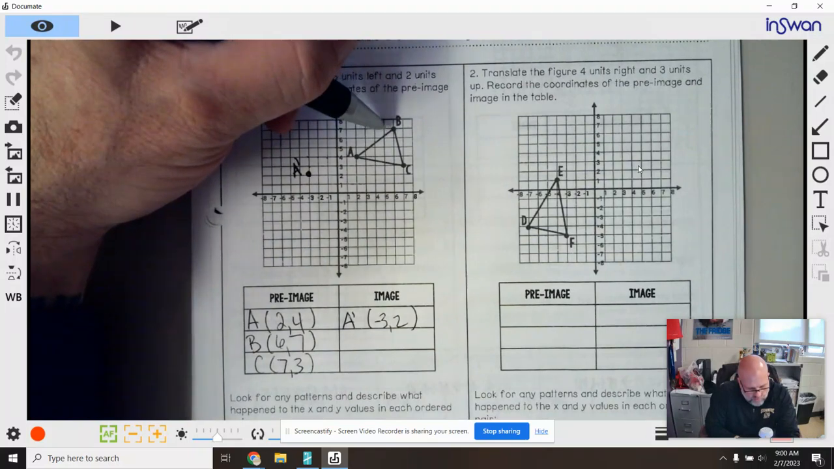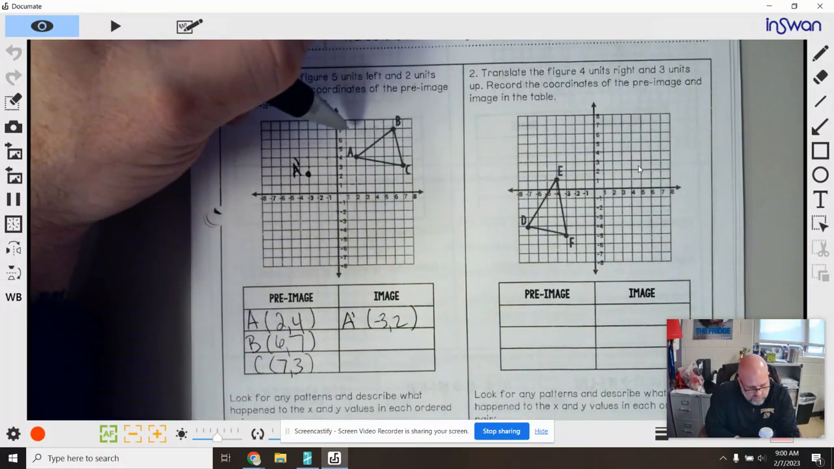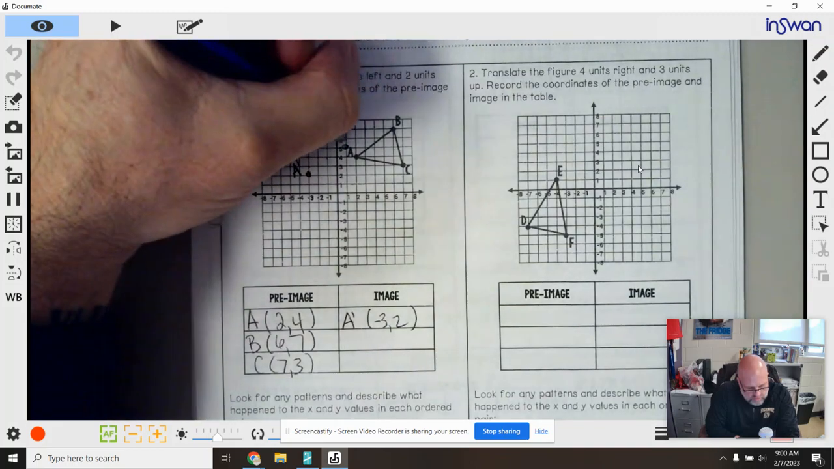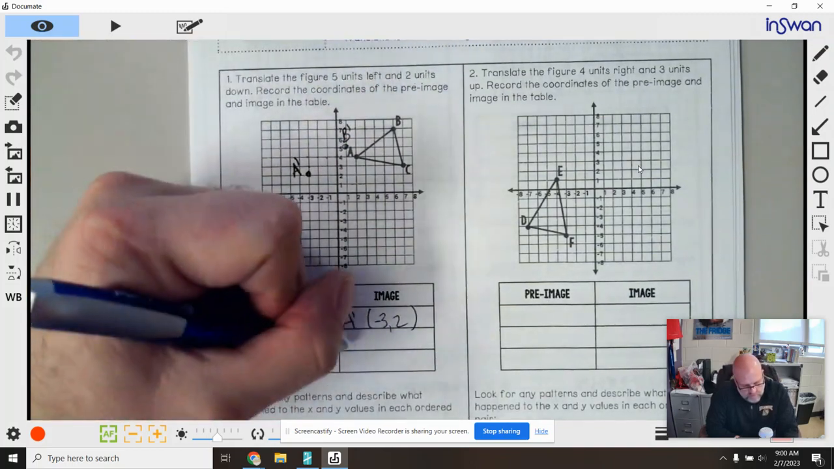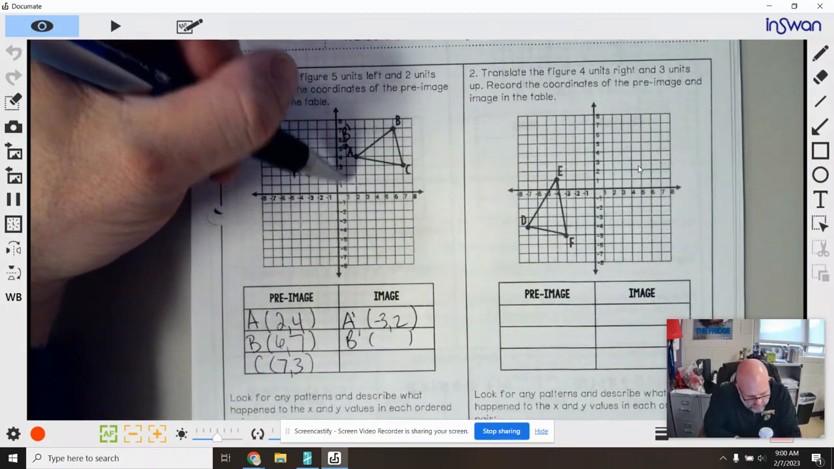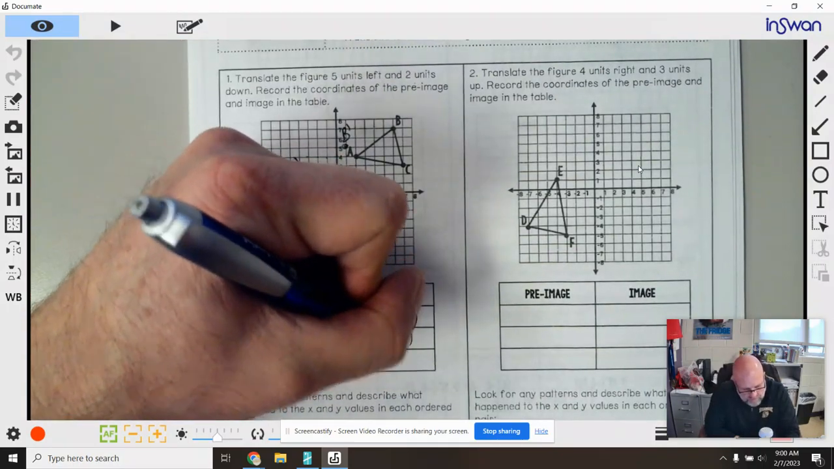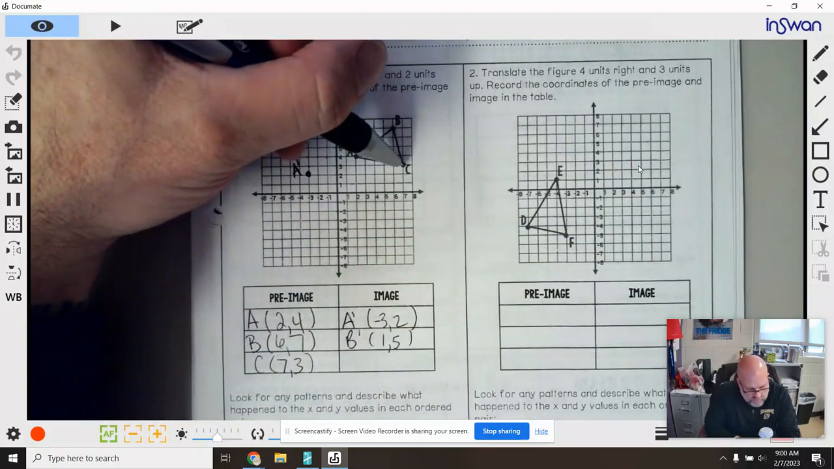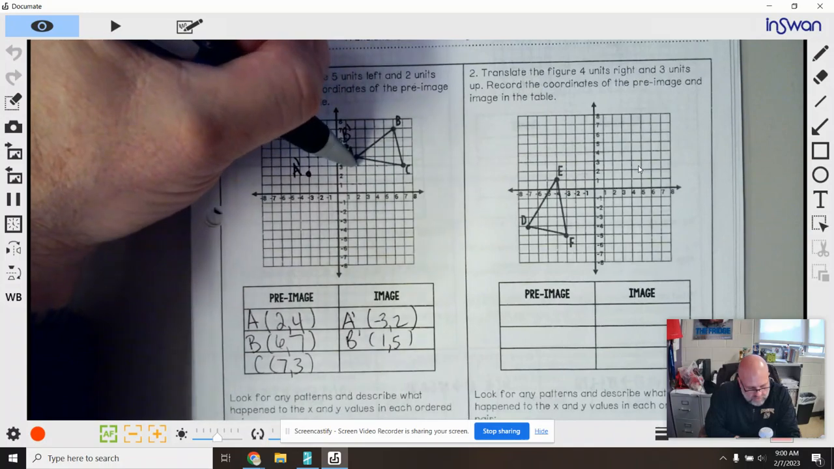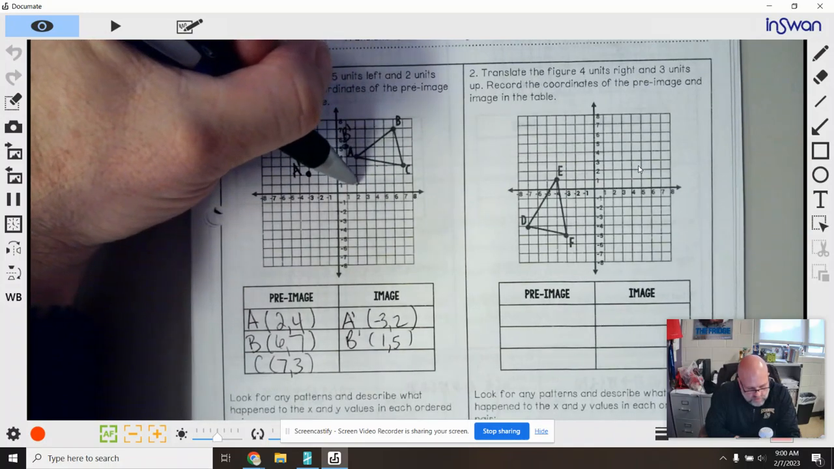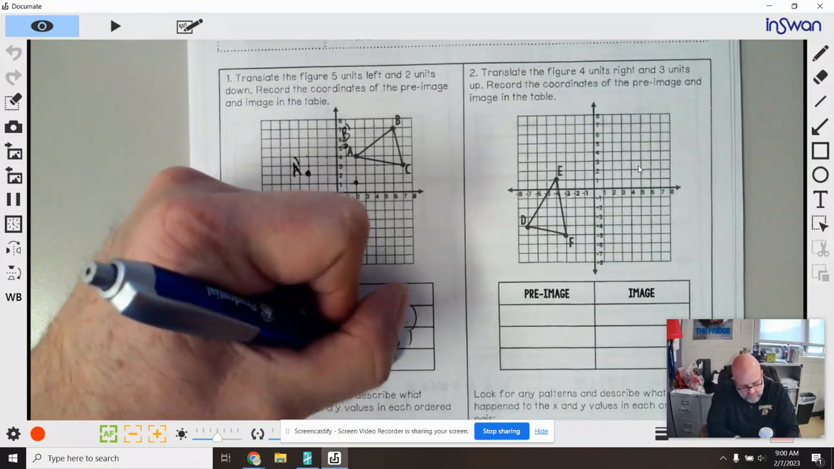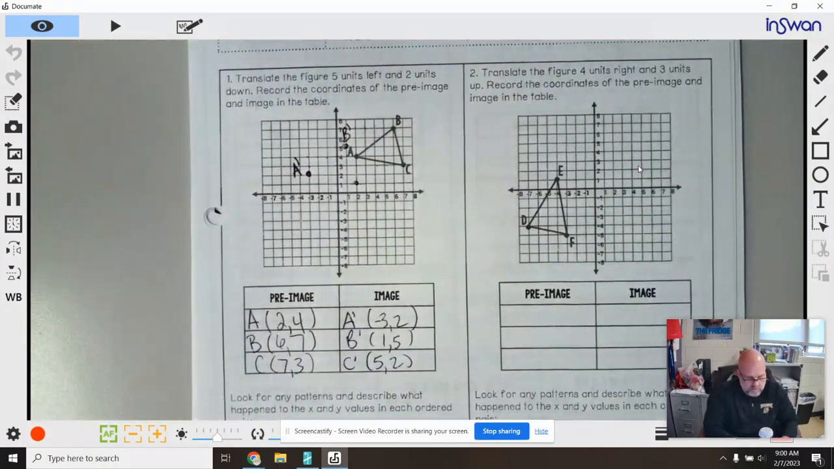B, same thing. Move it 5 to the left, 1, 2, 3, 4, 5, and 2 down. And label that one B prime. So at B prime, we are now at 1, 5. And then last one, C. 1, 2, 3, 4, 5, and down 2. So C prime, you're at 5, 2.